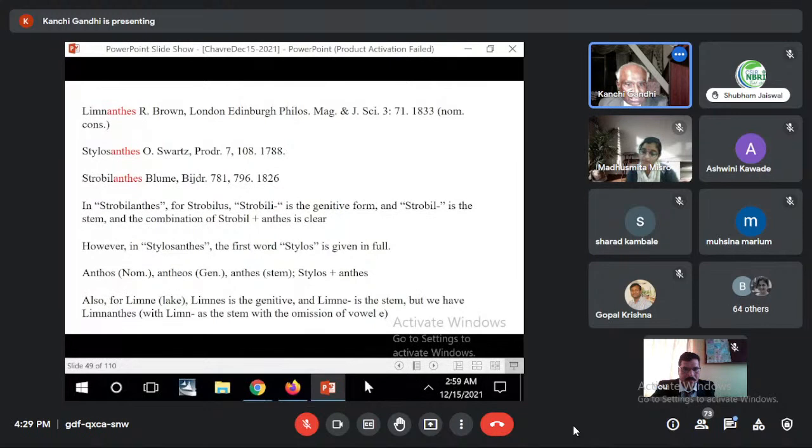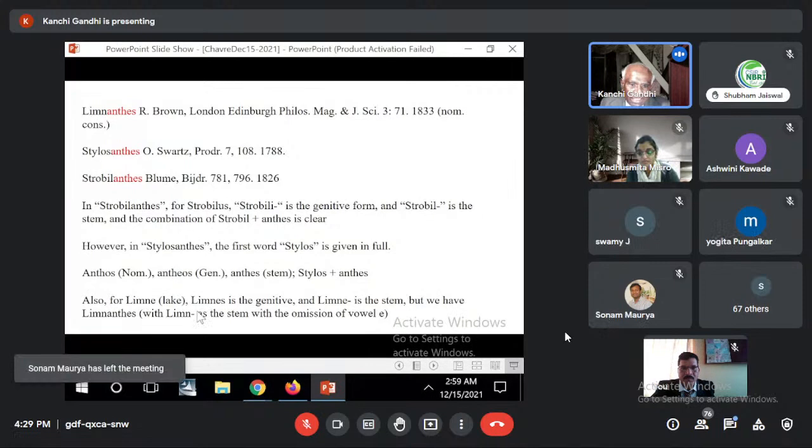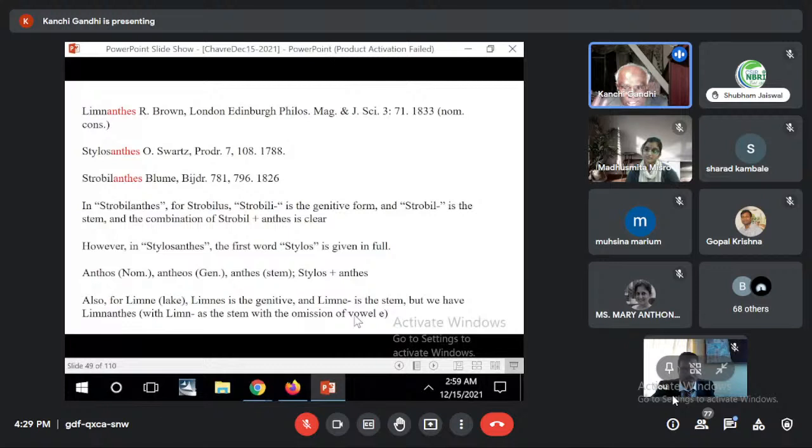In Gymnanthes, again, it's quite interesting. Gymnos is the genitive form and again, Gymn is the stem. But if you look at the other word, the same thing is continued. So that's why in Gymnanthes the E is gone, and it's complicated. But if one keeps steady, it becomes somewhat easy.